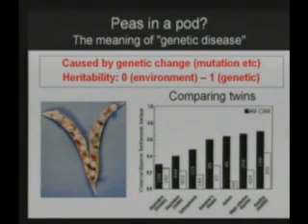But if we go to autism, which is the third collection of bars from the right, you can see that there is a very big difference between identical twins and non-identical twins, and that suggests that there's a very strong genetic basis to autism. It's a strongly inherited disorder.